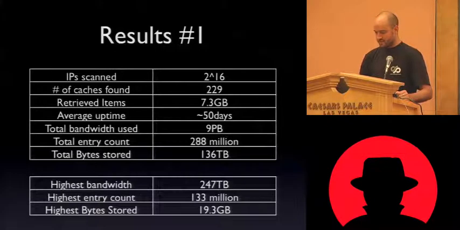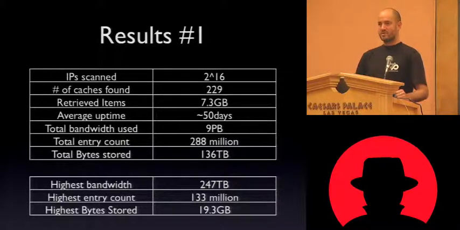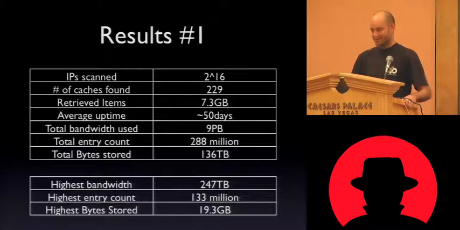Cool. So some of the results that came out of this. We scanned basically a class B, and what we got out of that was just under 230 cache servers, which is almost 1 per 256 IP addresses. That's much higher density than I would have expected at the start of this. As I say, it's a lot of caches, actually. From that, we pulled down 7.3 gigs of data. The average uptime amongst all the caches was 50 days, which I thought I could infer something from, but I realized that actually it's pretty meaningless. It just means that people don't reboot servers.